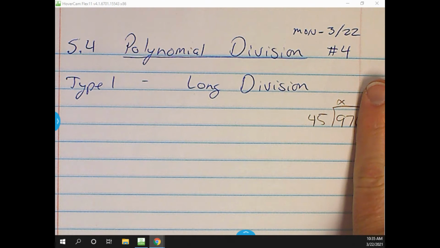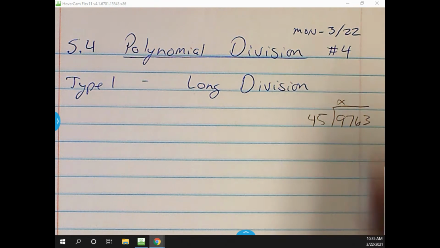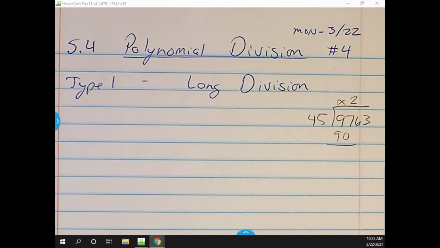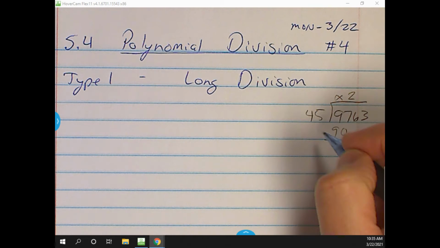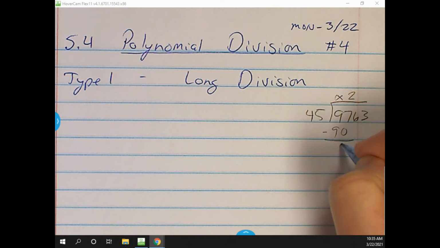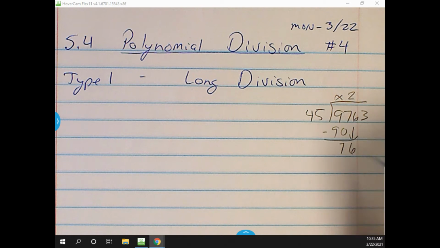Then we go to 45 into 97. You kind of guess: 2 times 45 is 90. Now here's the thing. Where does that subtraction sign come from? It's just kind of there, right? That's just part of the formula, something that you do. There's nowhere it comes from. You just go in and subtract those two numbers. You get a 7, bring down the 6. So that'll go 1 time. And again, the subtraction sign just pops up out of nowhere.